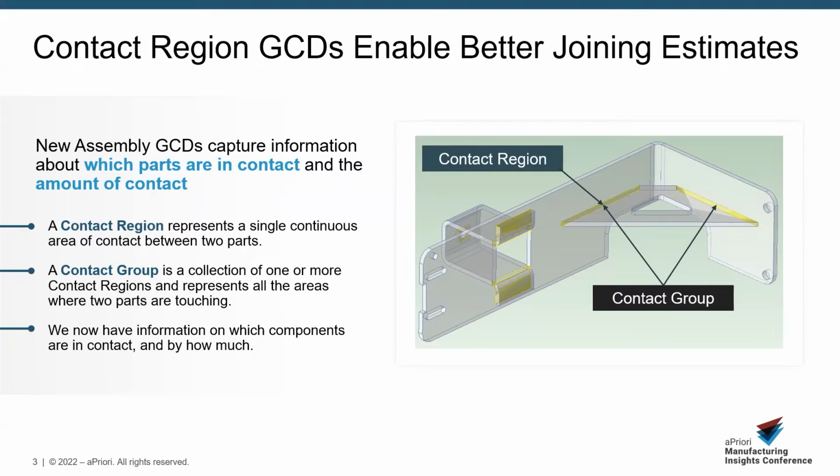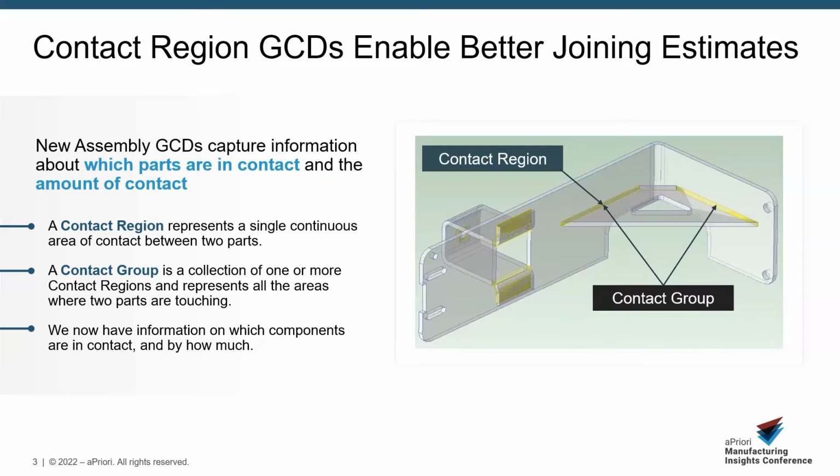So a contact region is simply a single continuous area of contact between two parts, and then we further organize these into contact groups, where a contact group is a collection of all the contact regions between any two parts. So in this simple example, there are two contact regions between this triangular gusset and the L-shaped bracket, and the contact group is made up of both of these contact regions. And as well as identifying and highlighting the location of the contact regions, we also extract the area, the length, the width, and the perimeter of these.